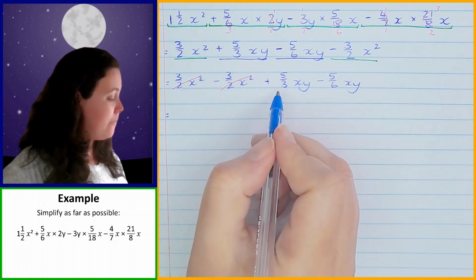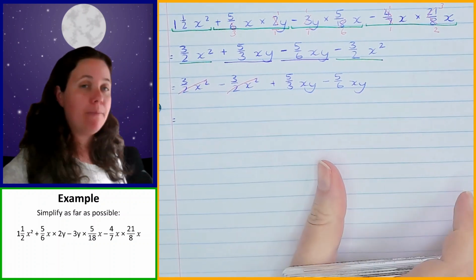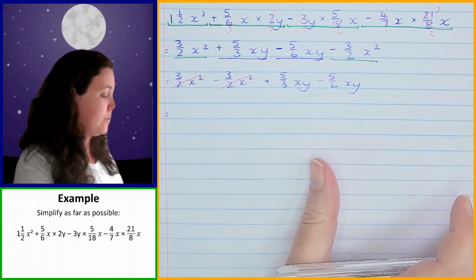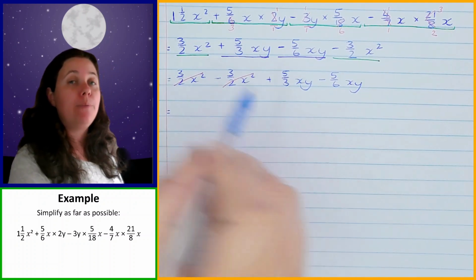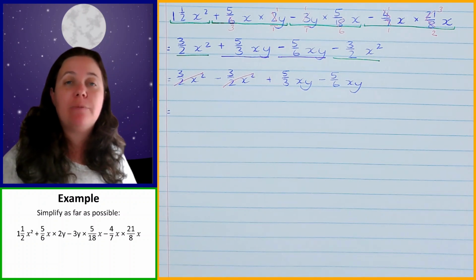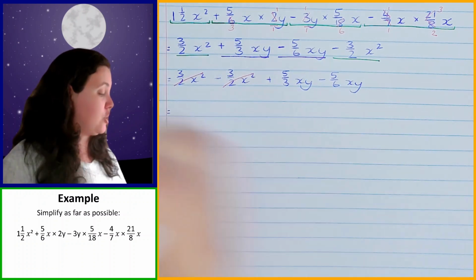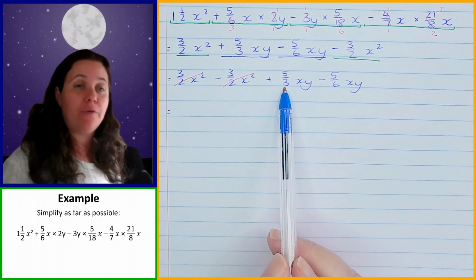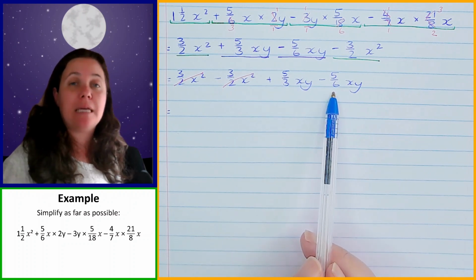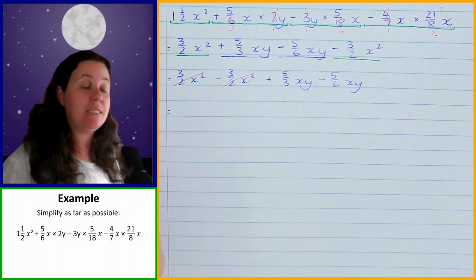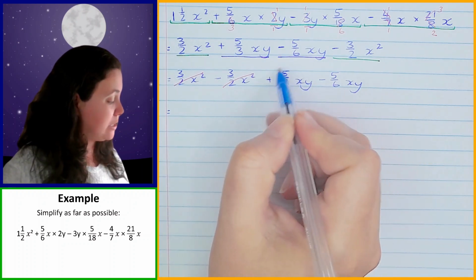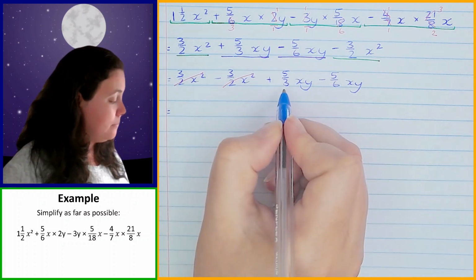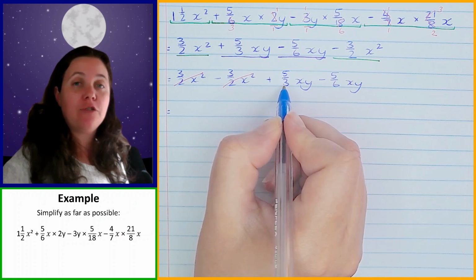Okay, so now I'm going to only be worrying about the xy's over here. So I've got 5 over 3 xy and minus 5 over 6 xy. Okay, so what I need to do now, remember when you are adding and subtracting fractions, you need to make sure that you have the same denominator. So over here, I've got a denominator of 3 and a denominator of 6. They are not the same, so I need to write down what my LCD is, my lowest common denominator, and change this to have that LCD. So the denominator is going to change from 3 to 6.